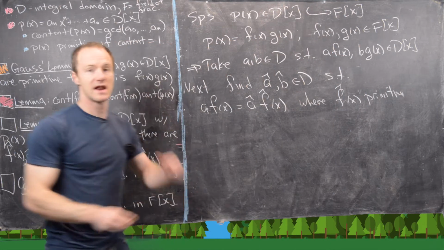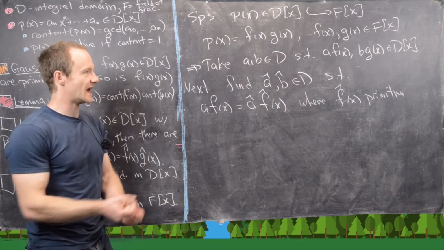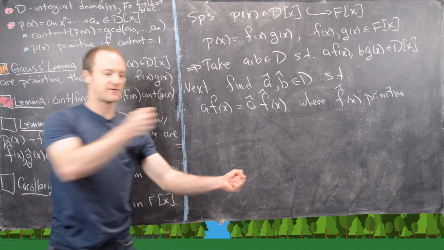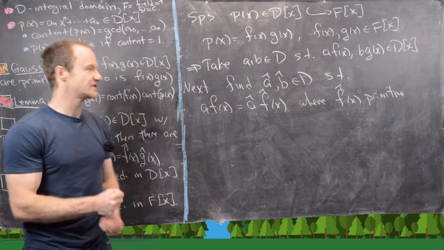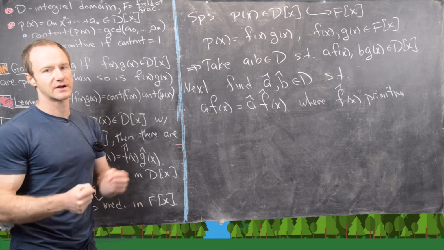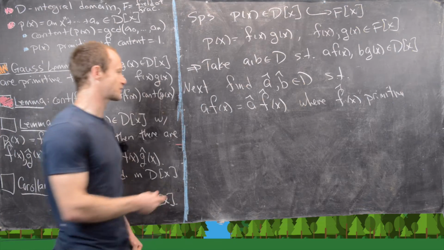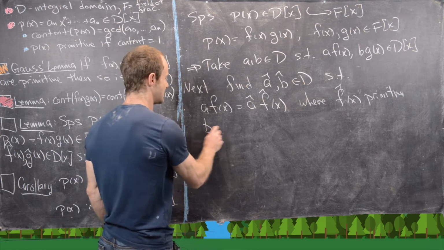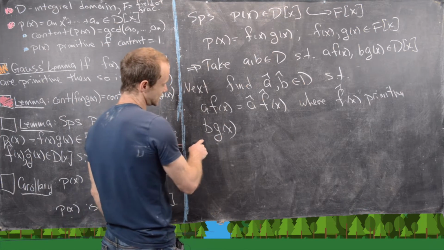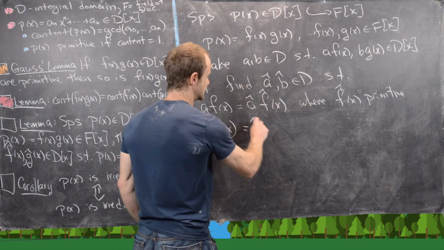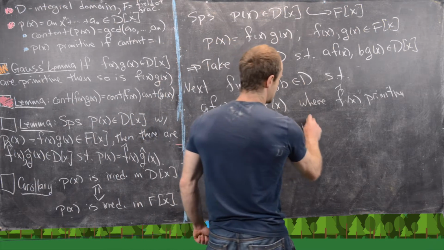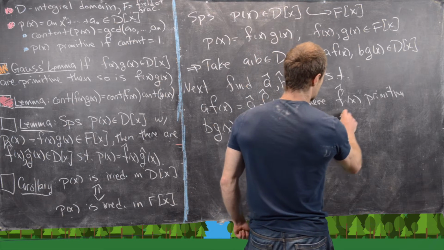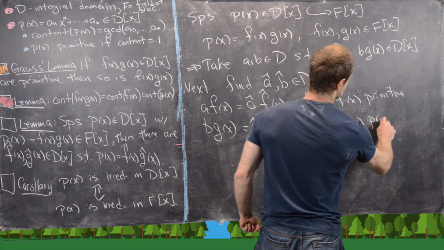Okay, so if we've got something which is in D adjoin x, from that we can factor out a greatest common factor from all of the coefficients to create a primitive polynomial, just like we did in the last proof. And then we'll do the same thing for g of x. So we've got b of x times g of x is b hat times g hat of x, and here g hat of x is primitive.